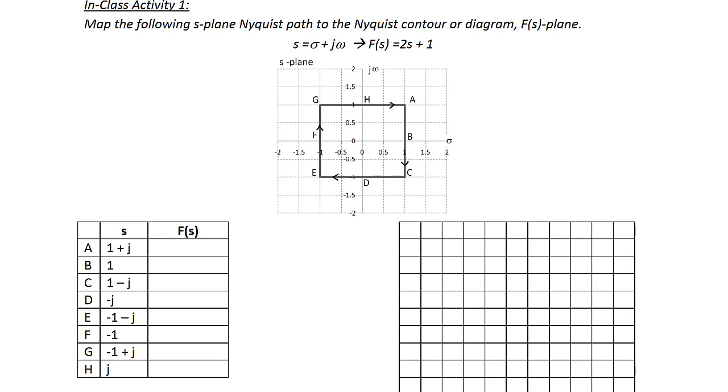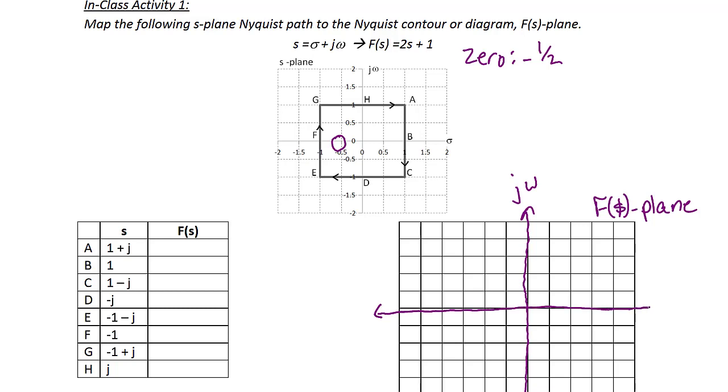In class activity 1, map the following s-plane Nyquist path to the Nyquist contour or diagram F(s)-plane. So we're going to go from the s-plane, which is sigma plus j omega, to the F(s)-plane, which is 2s plus 1, using a contour that's defined by the points A, B, C, D, E, F, G, H. So first, we have a zero at negative 1/2. So next we are going to find the contour for the F(s) plane. So here's our imaginary axis j omega. And our real axis, which is sigma.